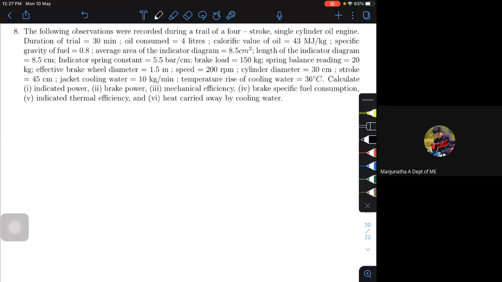Jacket cooling water mass flow rate is 10 kg per minute. So the temperature rise, that is delta T of the cooling water, they have not given what the cooling water inlet temperature is, or what the exit cooling water temperature is.